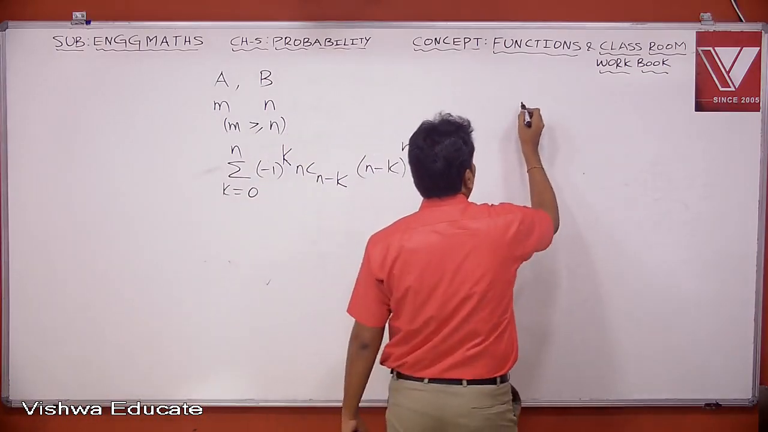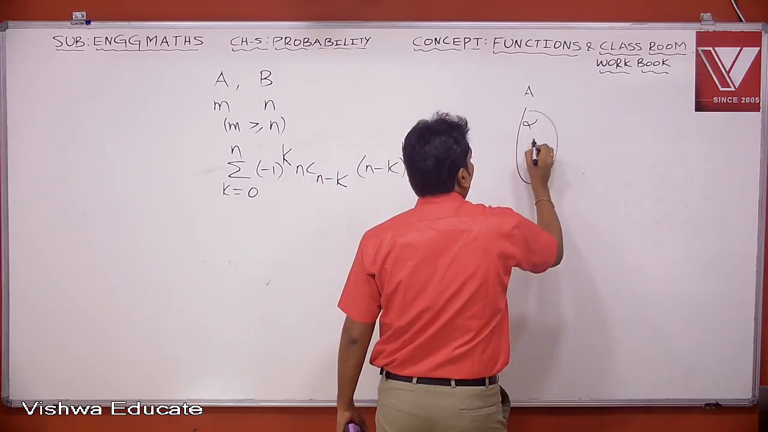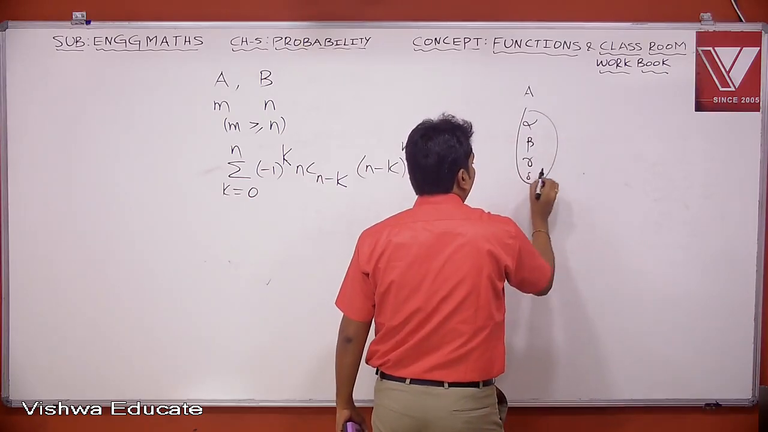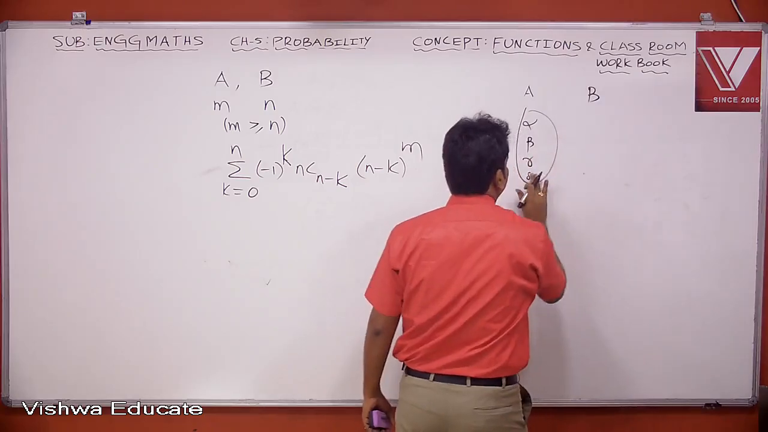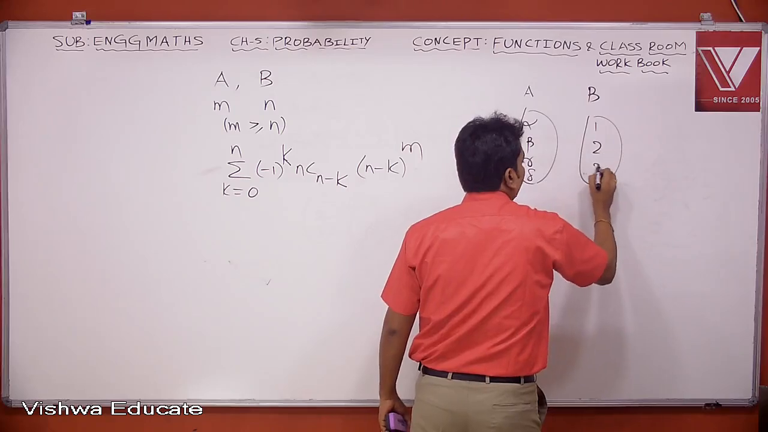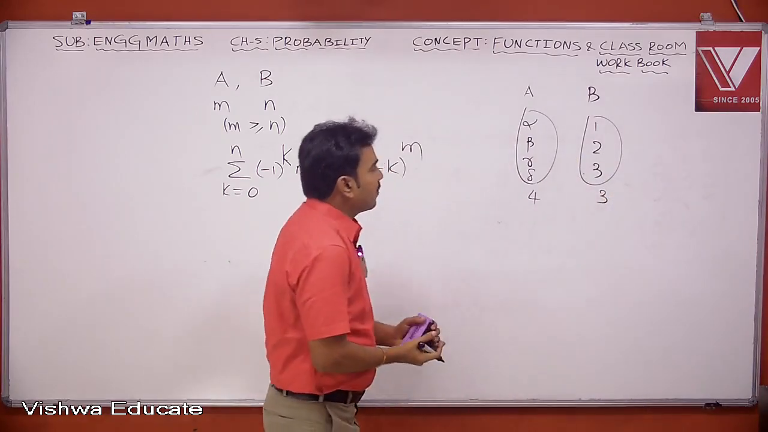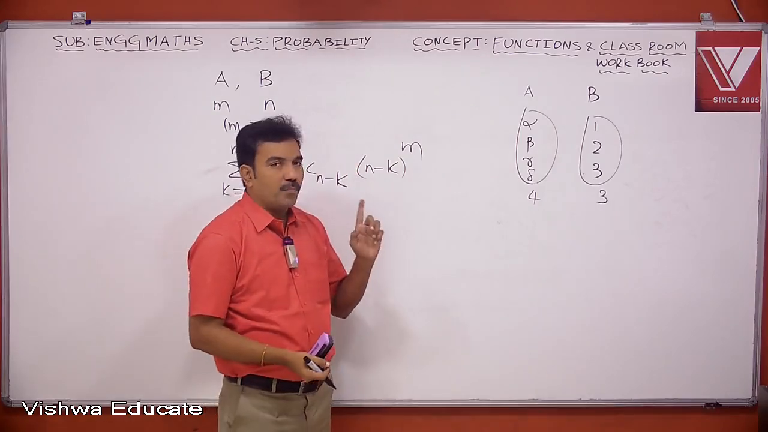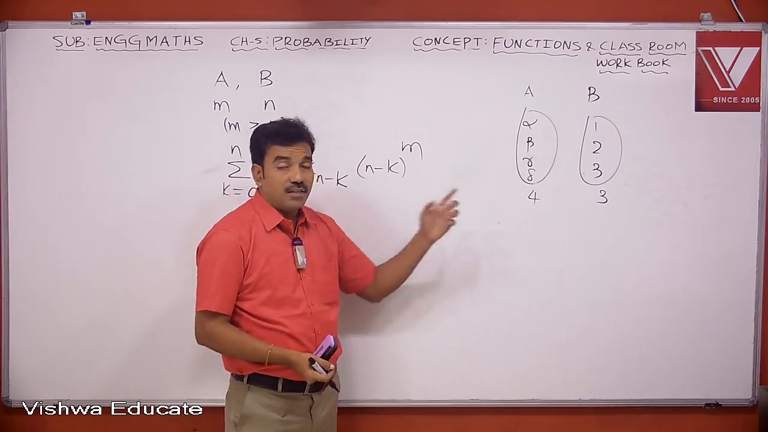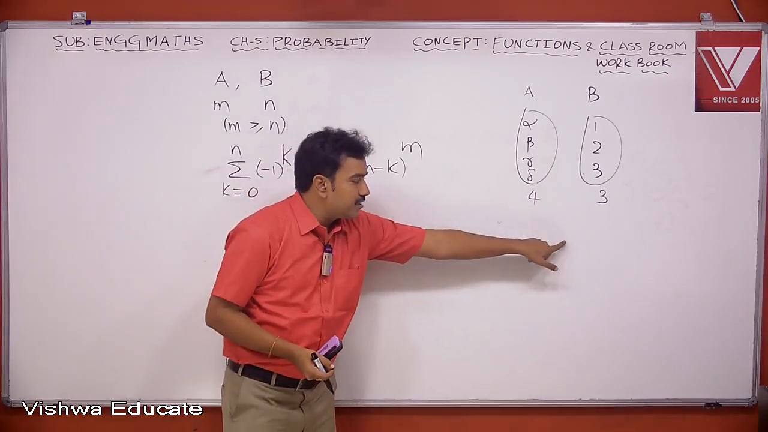Suppose in the first set we have four elements: alpha, beta, gamma, delta. Suppose B, we have for example three elements, 1, 2, 3. Here four elements, here three elements. Now let us see how many onto functions are possible from this set to this set without this expression. I go for a generalized way. After that I will compare this result with this.